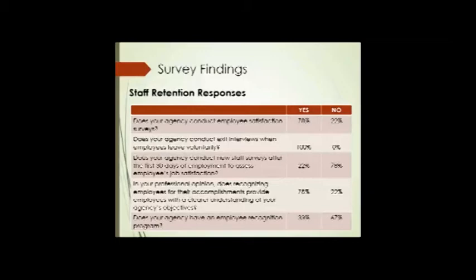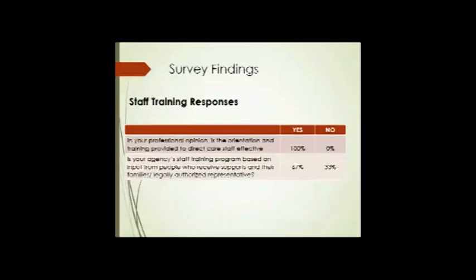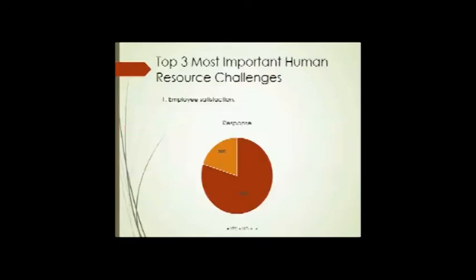And then, does your agency have an employee recognition program? Well over half said no. They do not have any type of employee recognition program. In your professional opinion, is the orientation and training provided to direct care staff effective? 100% of surveyed agencies said yes. Is your agency staff training program based on input from people who receive supports and their families or legally authorized representatives? And 67% said yes.